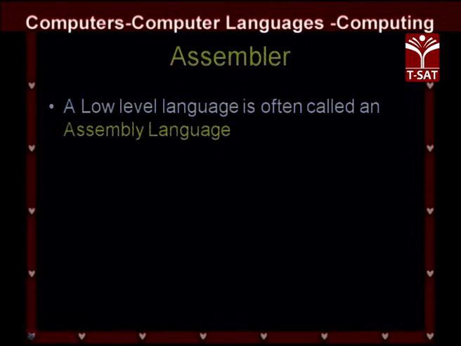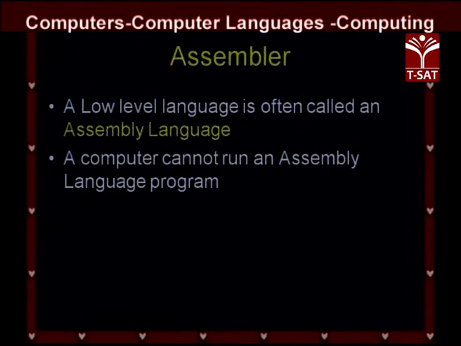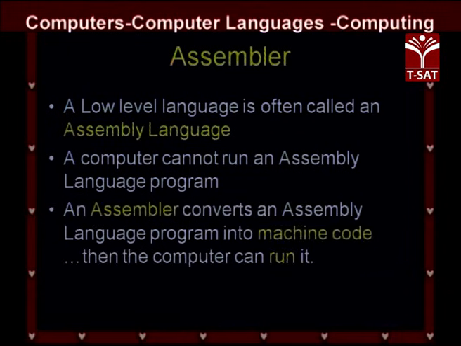And we have something called assembler. This is called assembly language. We can call it assembly language or assembler. This is also often called a low-level language. A computer cannot run an assembly language program directly. So all these languages will be converted. There would be some translator which converts all these languages into machine language.